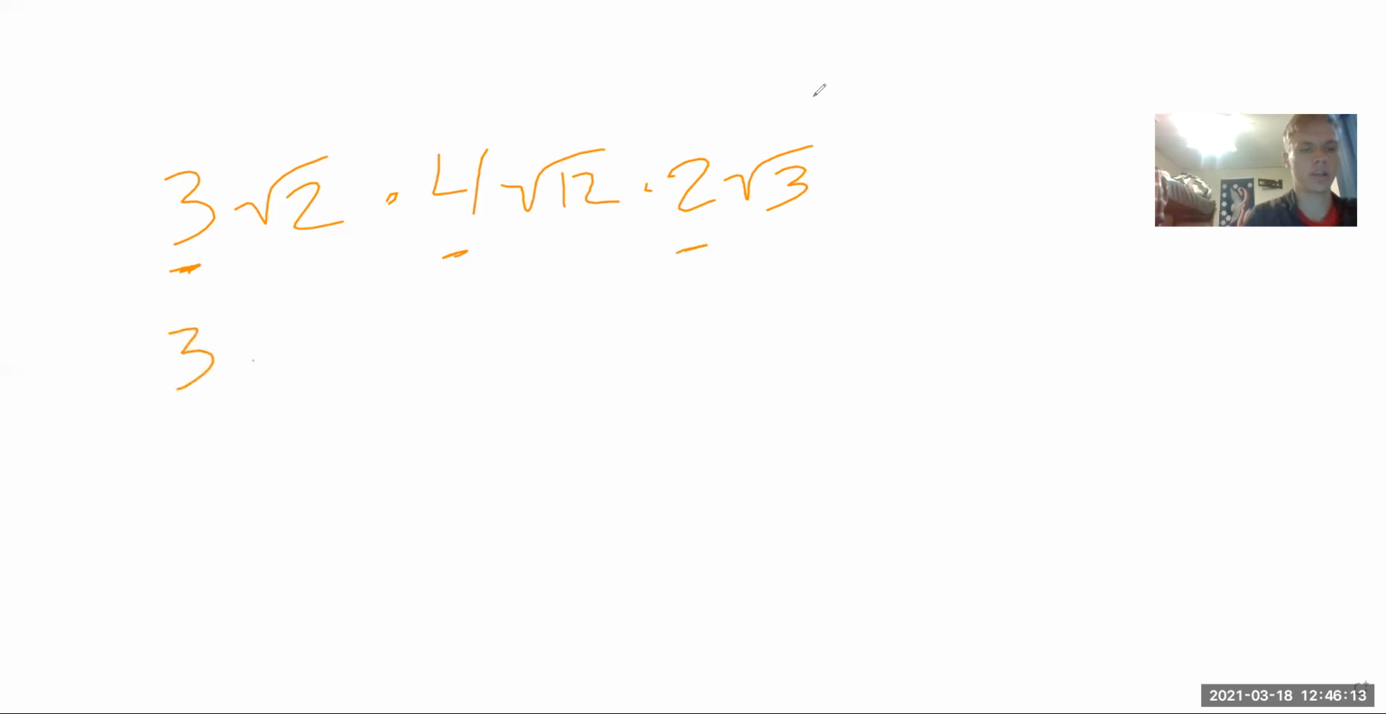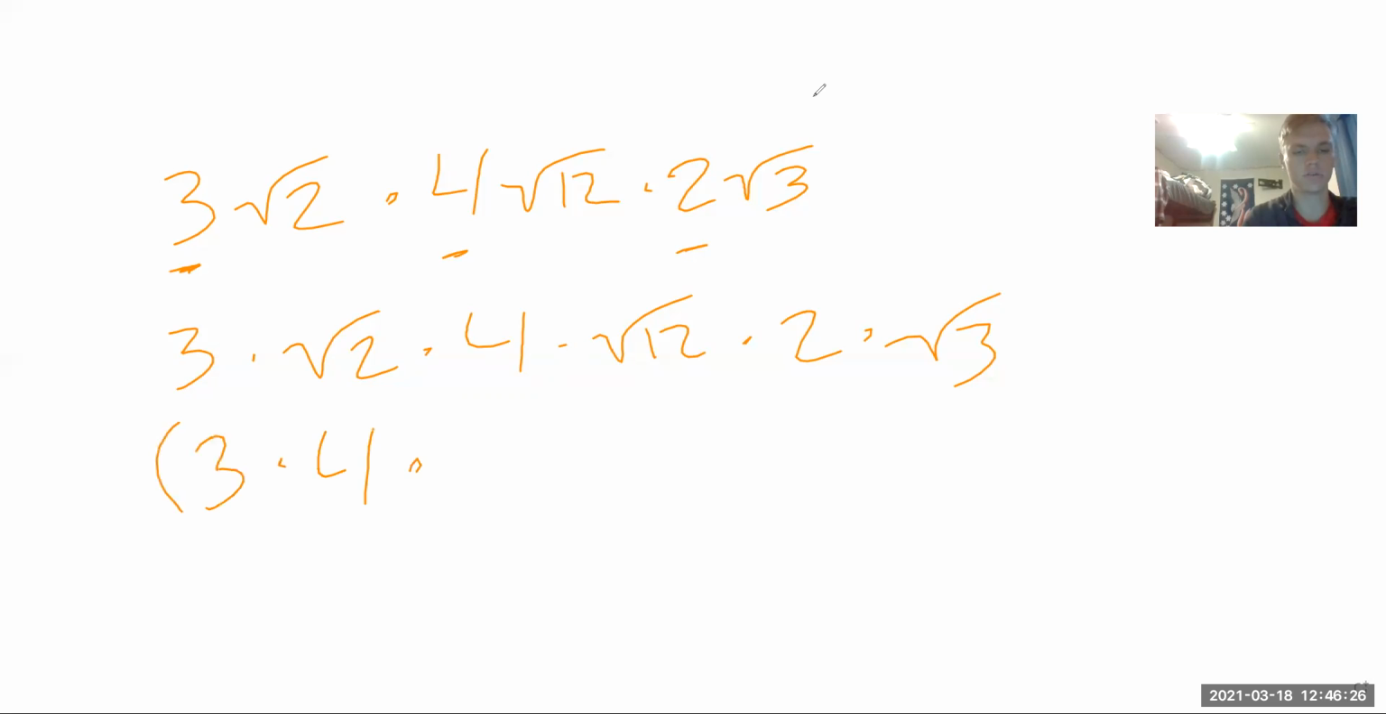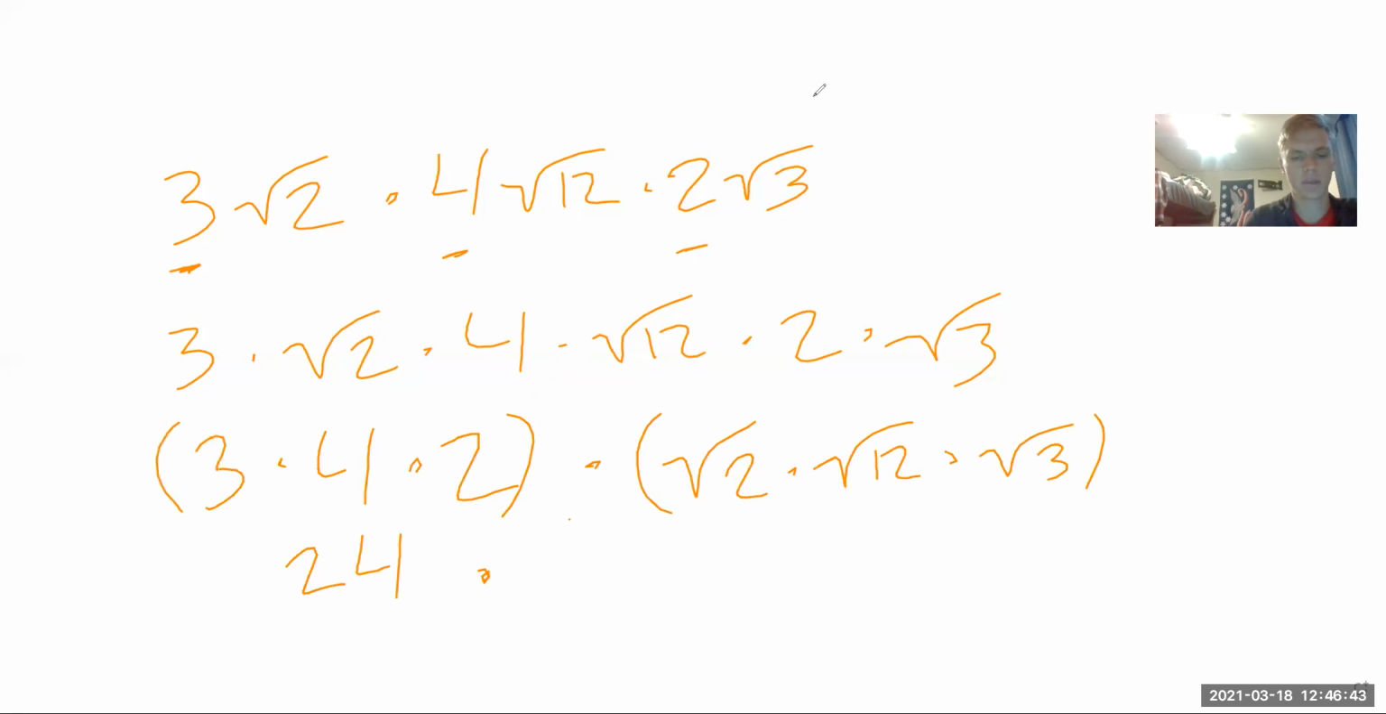We could write this as 3 times the square root of 2 times 4 times the square root of 12 times 2 times the square root of 3. We can totally do that. But let's just group everything together. We can say 3 times 4 times 2, just for the ease of your eyes, all times square root of 2, square root of 12, square root of 3, right? So 3 times 4 times 2 is 12 times 2, which is 24. Not bad. And let's use the product of squares theorem to put these all under one radical. So 2 times 12 times 3.